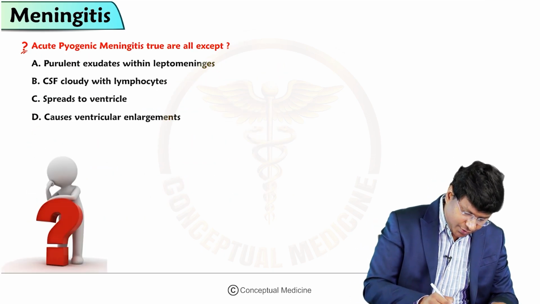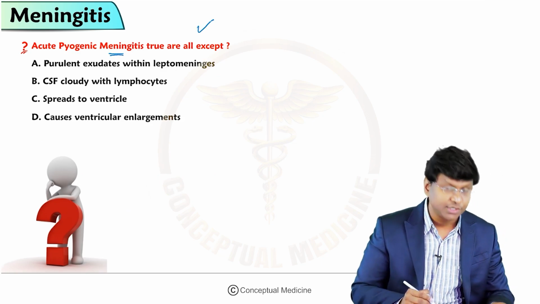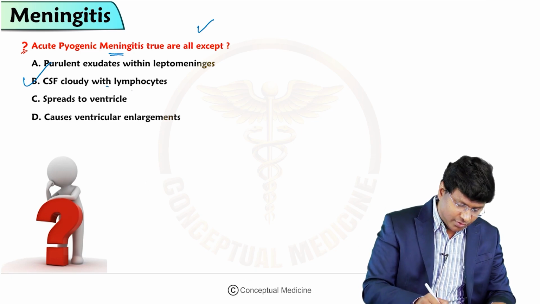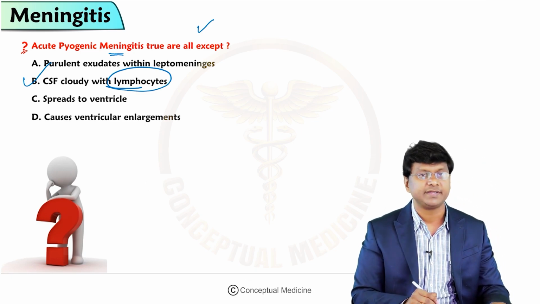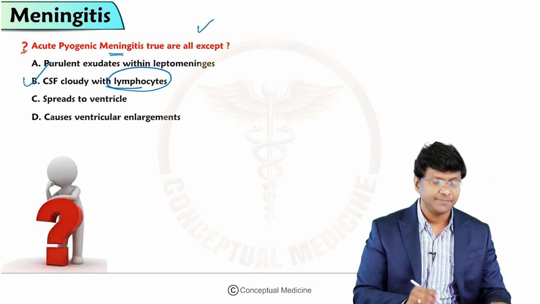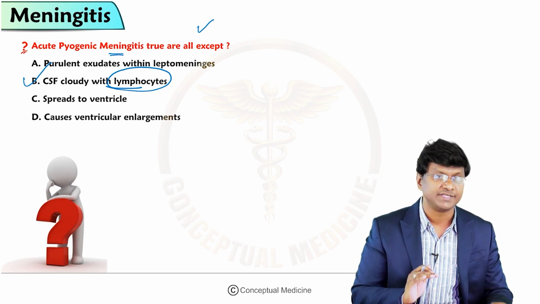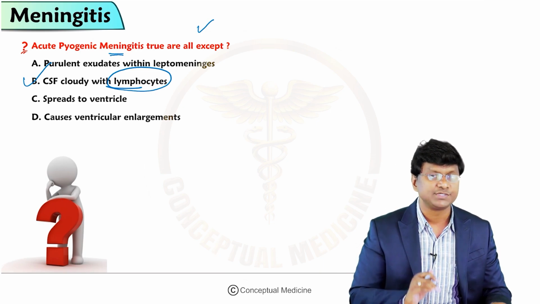Right. In acute pyogenic meningitis, all are true except: purulent exudate with leptomeningitis, CSF cloudy with lymphocytes, spread to the ventricles causes ventricular enlargement. So, CSF cloudy with lymphocytes, that is a wrong statement in case of pyogenic meningitis. Okay. Now, after having discussed the various CSF pictures and various forms of meningitis, let me discuss the complications of meningitis.